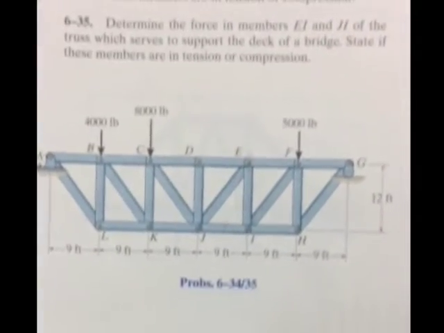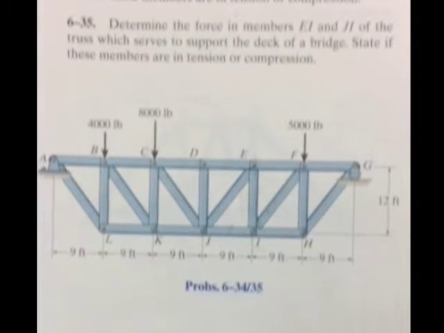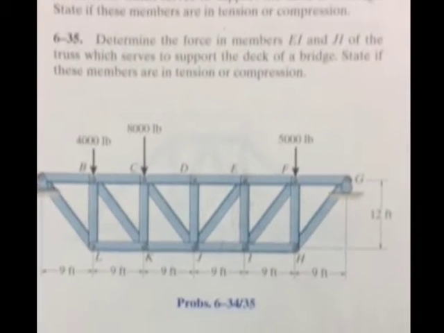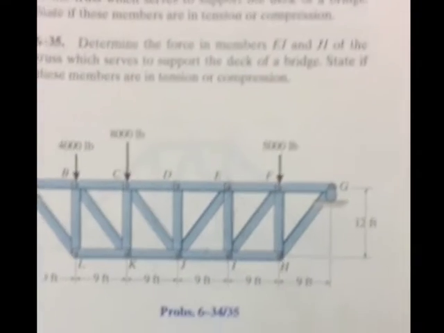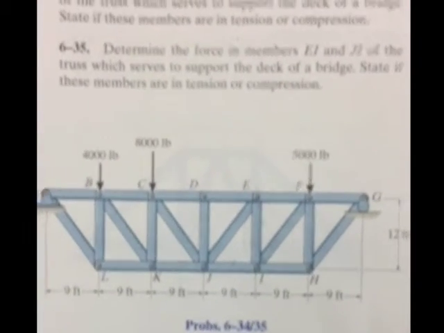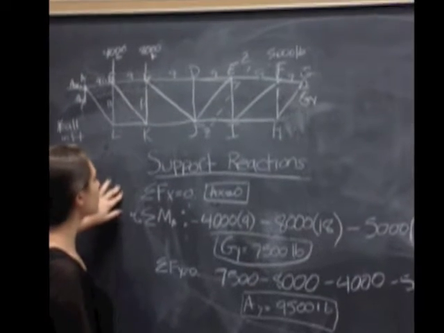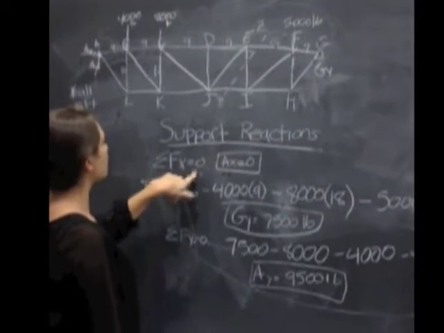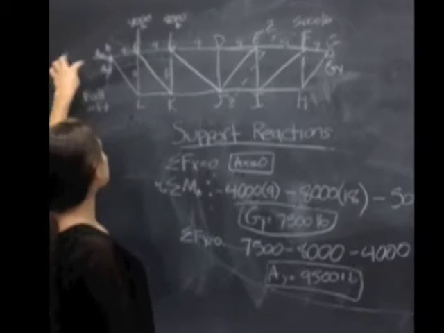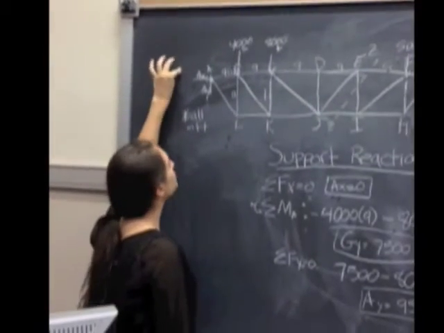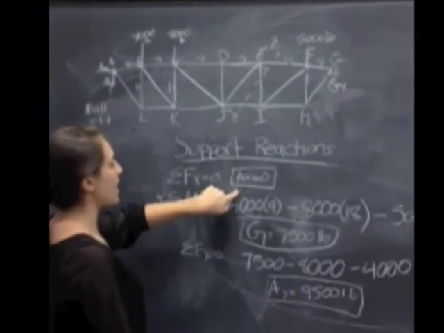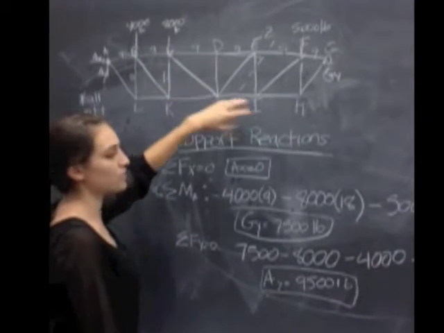And this is the problem we're going to be working on. We're going to use the method of joints to solve for the force in members EI and JI. Alright, so after we draw the diagram, we're going to work on the support reactions. So our first one is sigma Fx equals 0. And that's the easiest one to start with because there's only one force in the x direction, which is this AX. So AX equals 0, it's the only one.